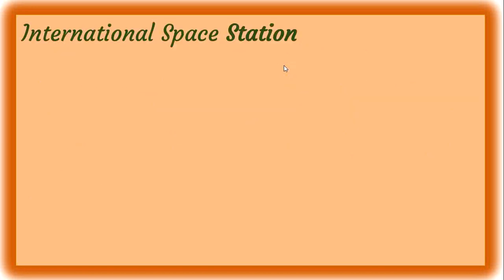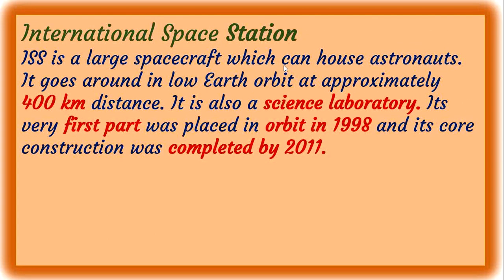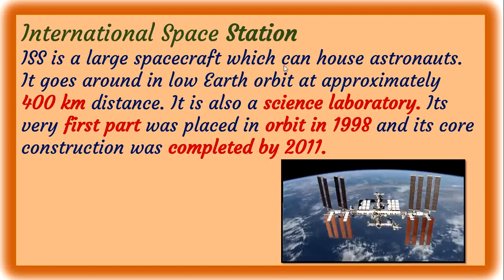Now, let us go to today's topic, International Space Station. What is called International Space Station? ISS is a large spacecraft which can house astronauts. See this diagram. It is a large spacecraft. It goes around in low Earth orbit. Where it goes? In low Earth orbit at approximately 400 kilometer distance.